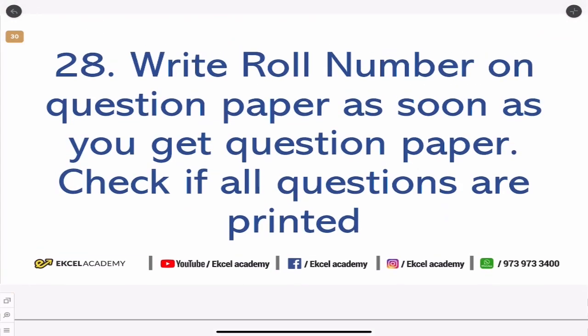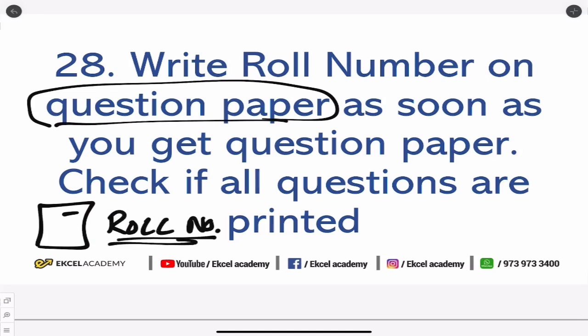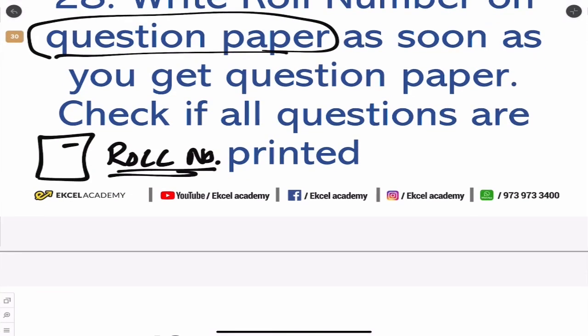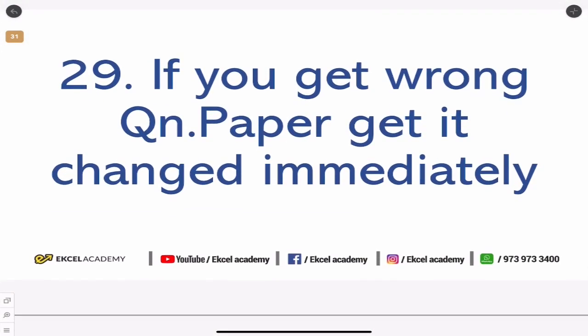Write the roll number on the question paper as soon as you get it. We are not talking about the answer paper. When you get the question paper, on the top there is one place where you can write your roll number. So please write your roll number on the question paper, so that this will avoid copying, or if anybody else is trying to misuse your position.